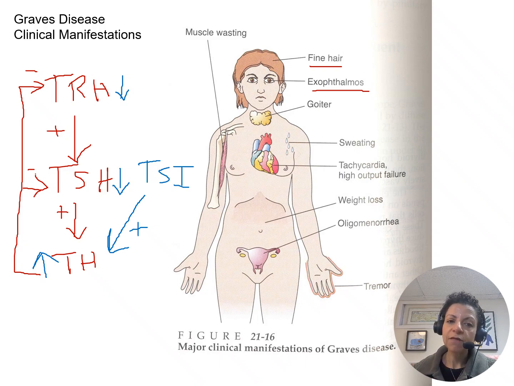So despite the fact that we have low TRH and low TSH, we have this elevated thyroid hormone, and that thyroid hormone is going to continue to get elevated so long as that thyroid stimulating immunoglobulin is there.